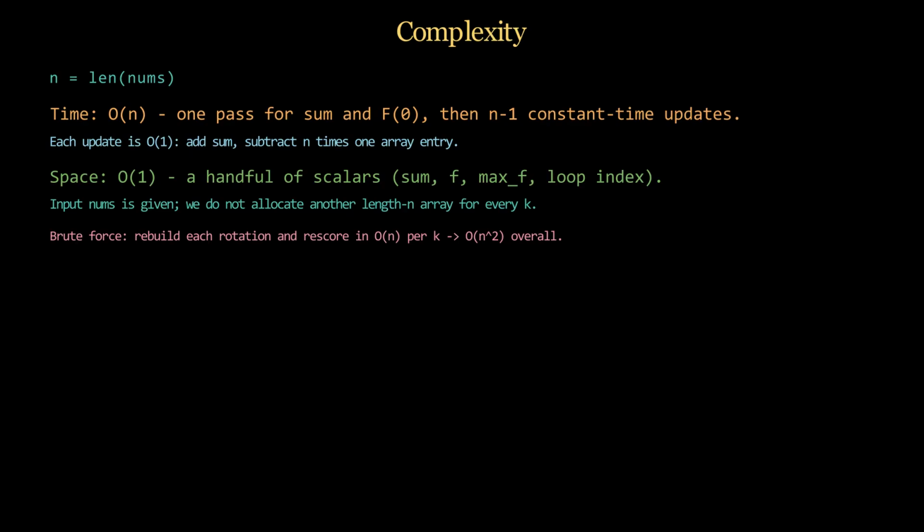Let n be the length of nums. Time is linear in n, one pass to get the total sum and f of 0, then a backward loop with constant work per index using the recurrence. Space is constant beyond the input, we only keep a few integers like sum, f, max f, and the loop index. That beats rebuilding every rotated array and rescanning, which would be order n squared.